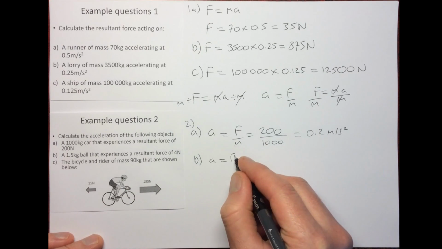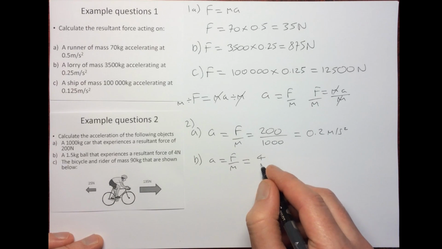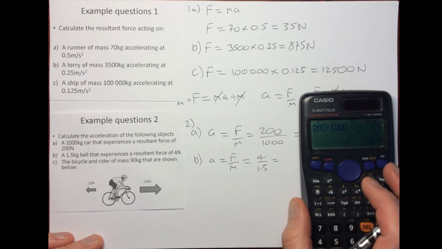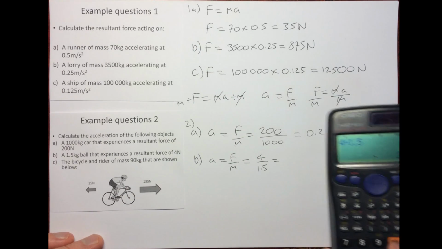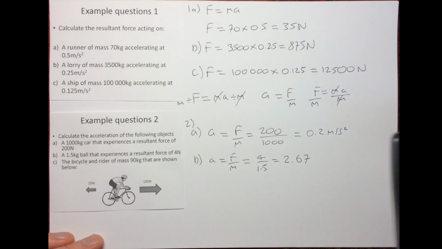B, a 1.5 kilogram ball that experiences a resultant force of 4 newtons. So the resultant force divided by the mass, resultant force is 4, mass is 1.5. Okay, so that's going to give you 4 divided by 1.5, so that's going to give you 2.6 recurring, so 2.67.